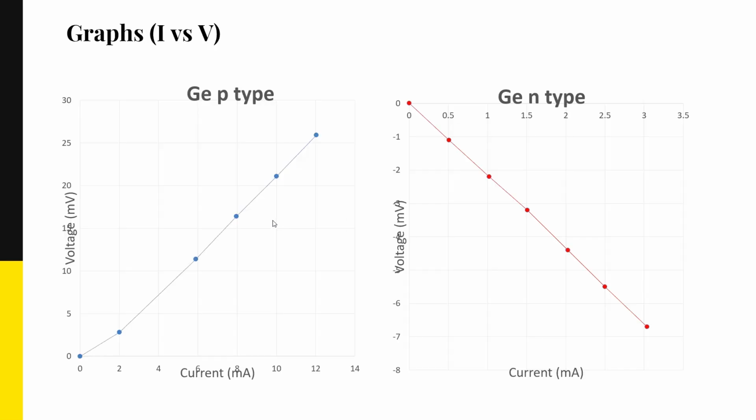As you can see, the current versus voltage relationship for both germanium p-type and germanium n-type comes out to be linear. However, while the slope is positive for germanium p-type, the slope comes out to be negative for germanium n-type.